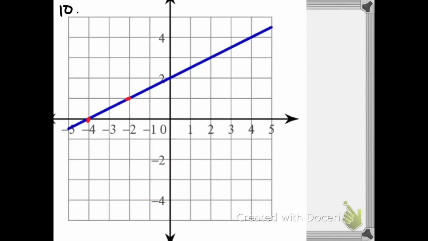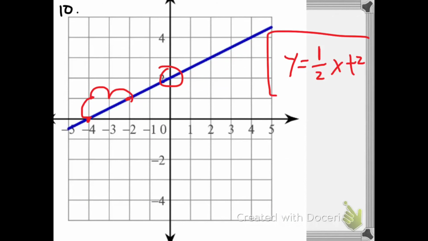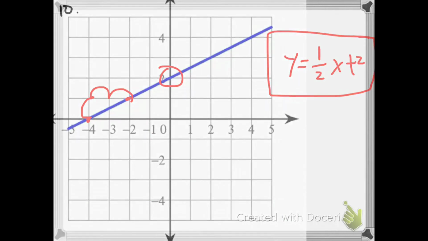For number 10, your slope is going to be positive since the line is going upward. So 1, 1, 2. So your slope is a half. So y equals half x. And then your y-intercept is 2. So plus 2. Hopefully you got all those problems right.